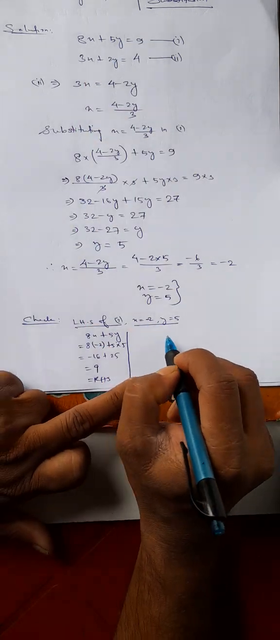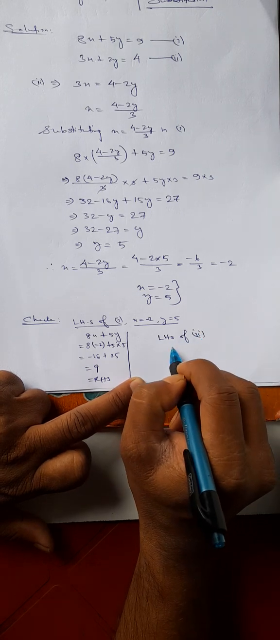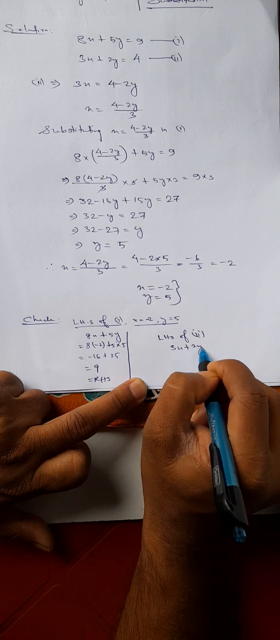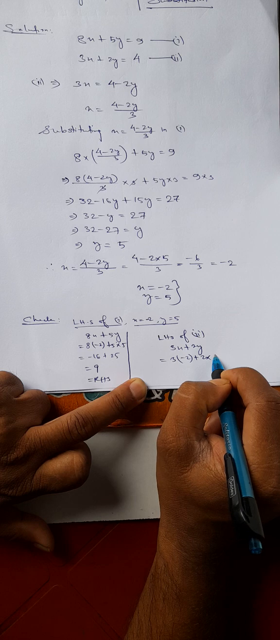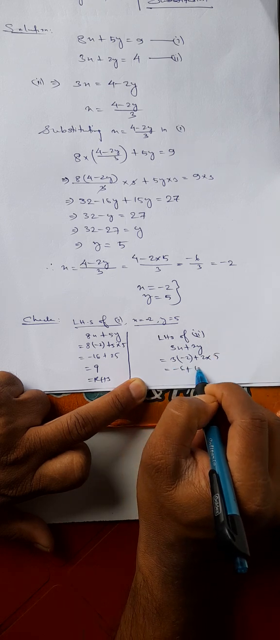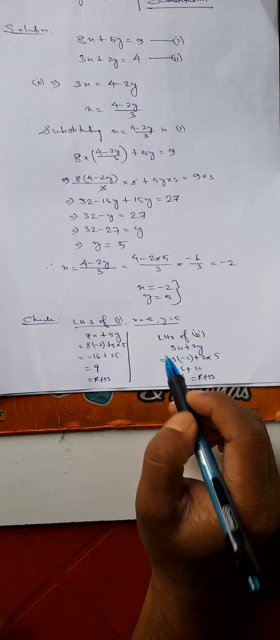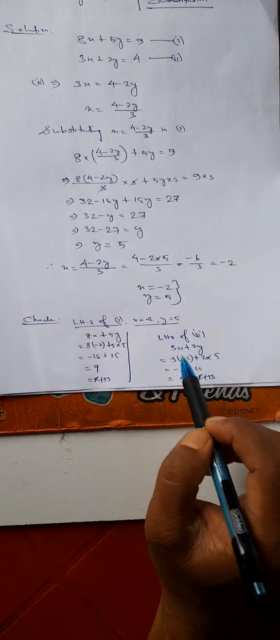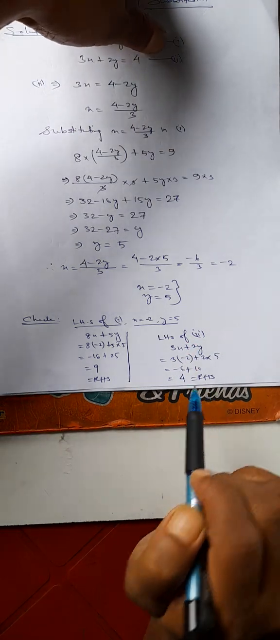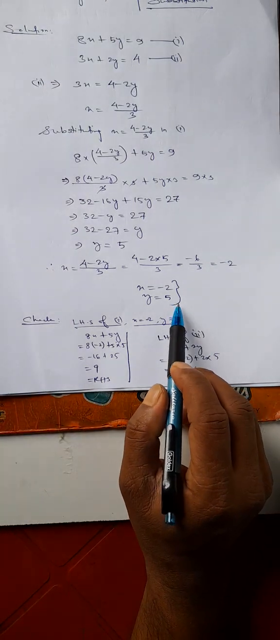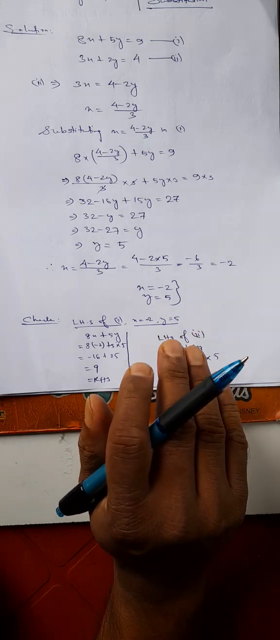Now left hand side of equation 2. Left hand side of equation 2 is 3x plus 2y. 3 into x means minus 2, 2 into y means 5. Minus 6 plus 10 equal to 4, equal to right hand side. That means for x equal to minus 2 and y equal to 5, both sides of equation 2 are the same. That means our solutions are correct. Right? This is how you can check whether you did it correctly or not.